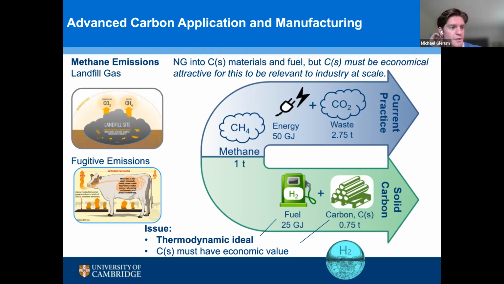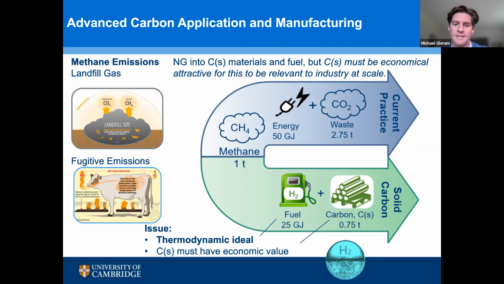So our current treatment of natural gas and methane is really just taking it and burning it and oxidizing it into around 50 gigajoules of energy per ton of methane, but also producing quite a lot of waste product. So that carbon really is locked up as a waste gas that we can't do much with. And so one way to deal with this in a more efficient process would be to pyrolyze that methane, or reform it, forming hydrogen as your source of energy and some solid carbon.